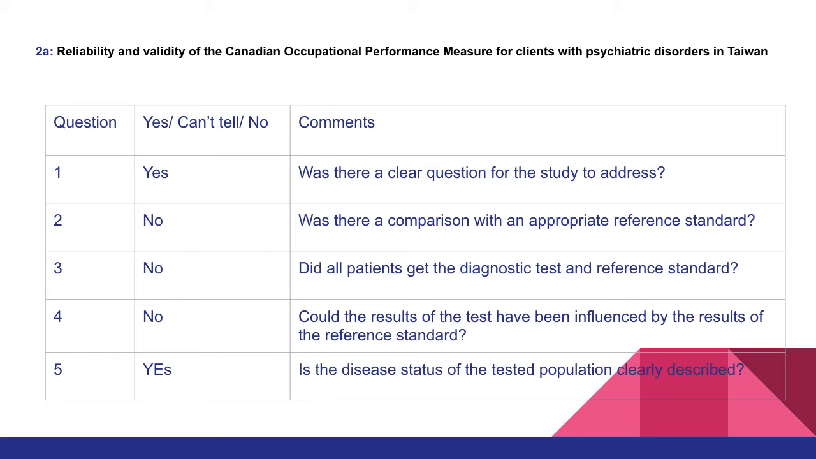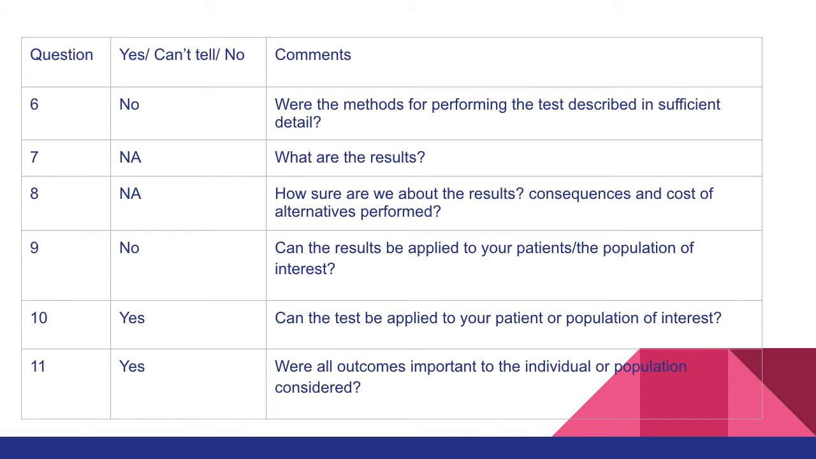Was there a clear question for the study to address? That would be a yes. Is the disease status of the tested population clearly described? That would be a yes. And then for 10 and 11, it will be a yes to the questions: can the test be applied to your patient or population of interest? And were all outcomes important to the individual or population considered?